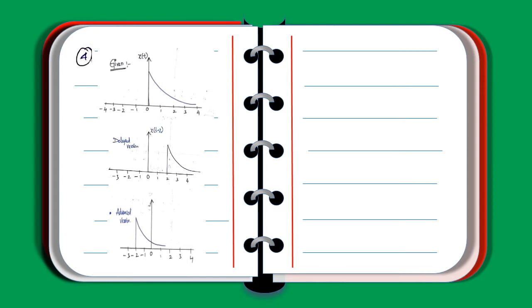Having understood this example, now let us take another signal, a unit step signal. Let us delay or advance the signal by an amount of, say, 3 seconds. We have to find out u of t minus 3 and u of t plus 3.